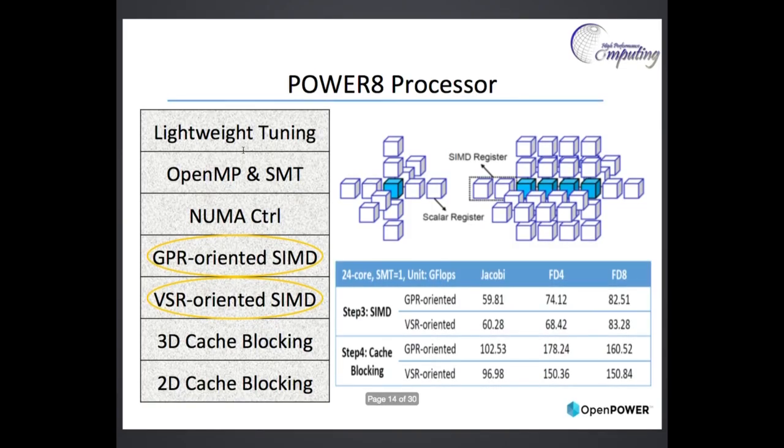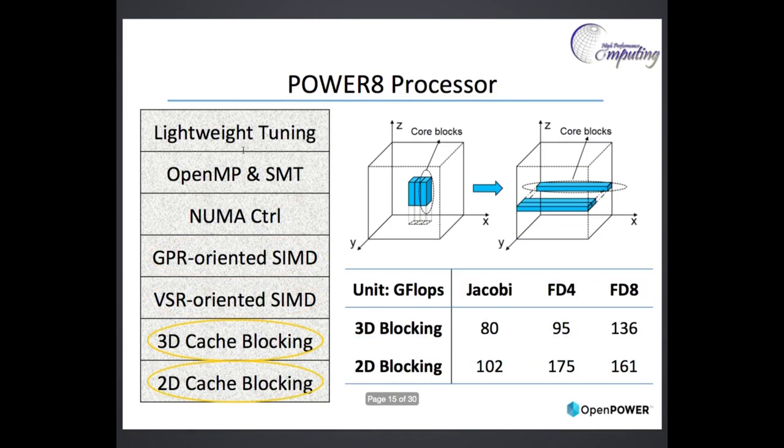According to the experimental result, we could figure out that the GPR-oriented SIMD vectorization will come up with a better performance result. Also, for the cache blocking method, there are still 2 ways, and according to the result, we could find that the 2D blocking method will come out with a better result, mainly due to more sufficient utilization of the cache elements.